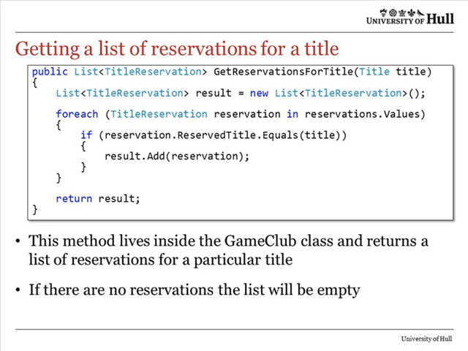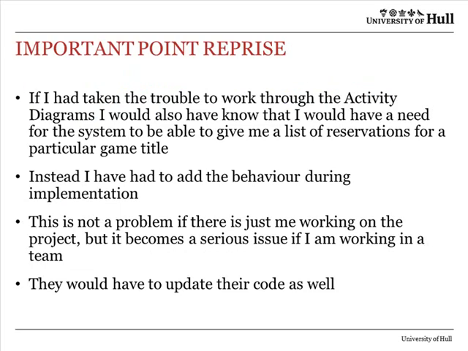Okay, so this is how I would get my Game Club class to do the work for me, because it's got the reservations in there. It can provide this information. There comes that important point again. If I'd taken the trouble to work through the activity diagrams, I would know I'd need to do that. Okay, so stupid again, because I've had to add this behavior during the implementation. I've had to go back to my Game Club class and drop that method in.